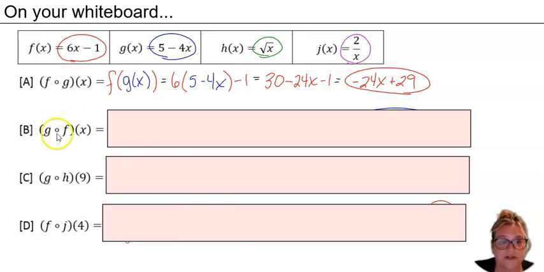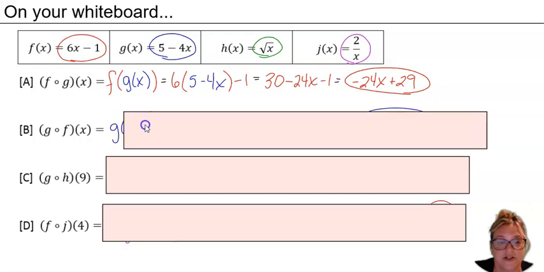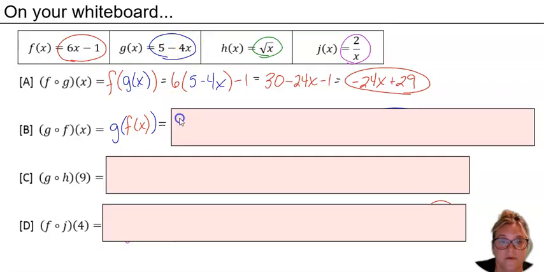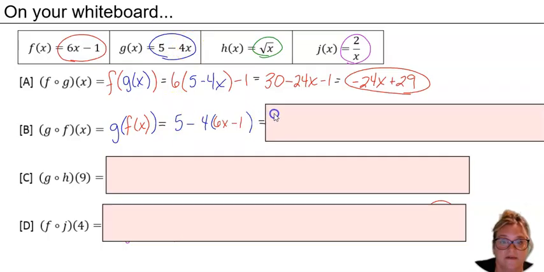In B, we're composing g with f in terms of x, so now we've got g of f of x. So we're going to take this red 6x minus 1, we're going to put it in for the x in g of x, which is 5 minus 4x. So we've got 5 minus 4 times the quantity 6x minus 1.